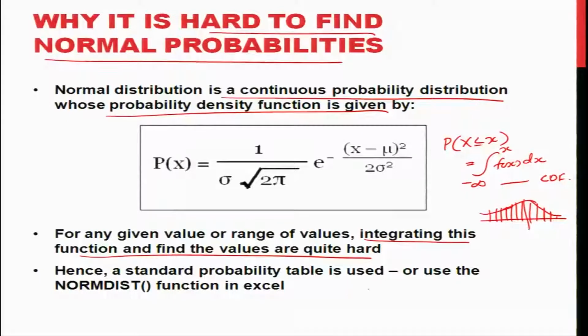So, hence what we do is, instead of doing this, we use a standard probability table, and from there you calculate the value, otherwise you use the normal distribution function in Excel to calculate the normal probability. Either you use a table to check it if you are doing it manually, or use the norm distribution function from Excel to find the probability values.